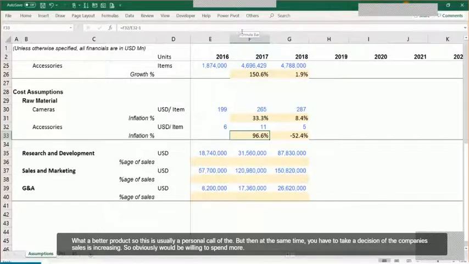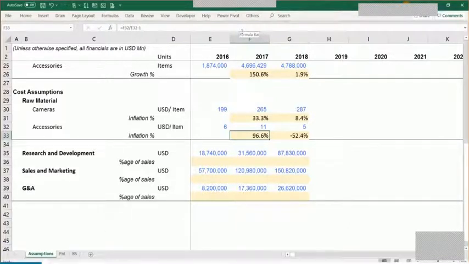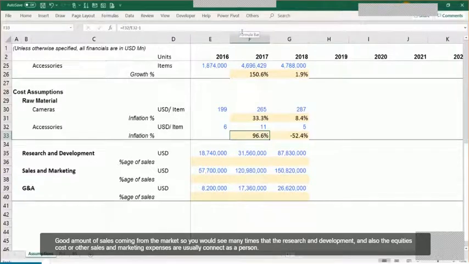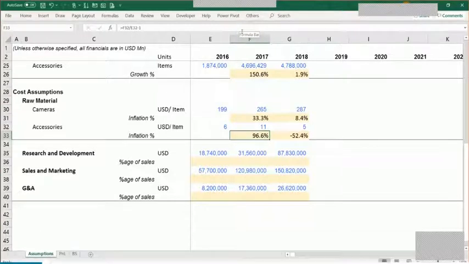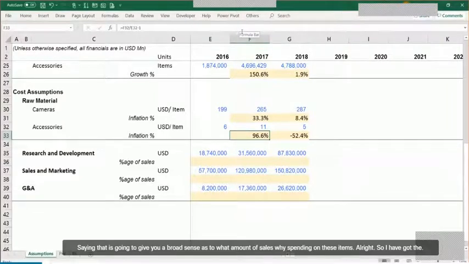So this R&D is usually a personal call of the company, but then at the same time, if the company's sales is increasing, obviously it would be willing to spend more on the R&D because it has got a good amount of sales coming from the market. So you would see many times that the research and development cost and also the advertisement cost or other sales and marketing expenses are usually connected as a percentage of sale. So you would pick that number and connect that to a percentage of sale. That is going to give you a broad sense as to what amount of your total sales you are spending on these items. All right.